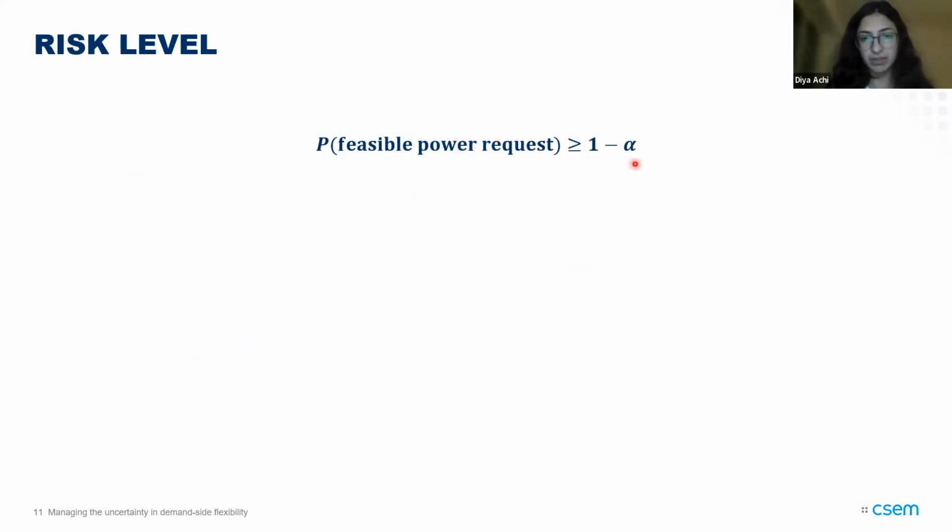So if you look at the parameter alpha, which is the risk, when you increase alpha, you allow lower probabilities of having feasible power requests, meaning you increase the risk of having unfeasible requests. And inversely, if you decrease alpha, so you're decreasing your risk, you are putting a higher bound to the probability of having a feasible request. This means that you reduce the risk of having unfeasible requests.